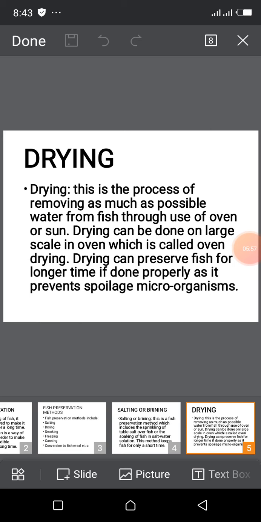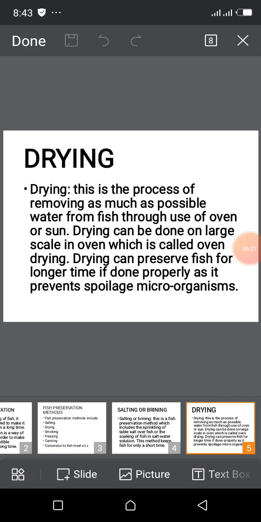Now to drying. Drying is a process of removing as much water as possible from fish through the use of oven or sun. Drying can be done on a large scale in oven. And when drying is done on a large scale using oven, it will be called oven drying method.